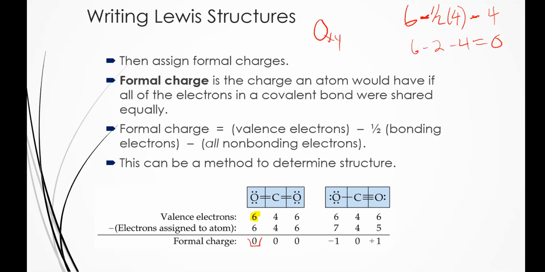Carbon, on the other hand, has 4 valence electrons, right? And we're getting those valence electrons just from the periodic table. Those 4 valence electrons, it's got 2, 4, 6, 8 bonding electrons. It has no lone pairs. So we get 4 minus 4 minus 0. And so we're also getting 0 for its formal charge as well.